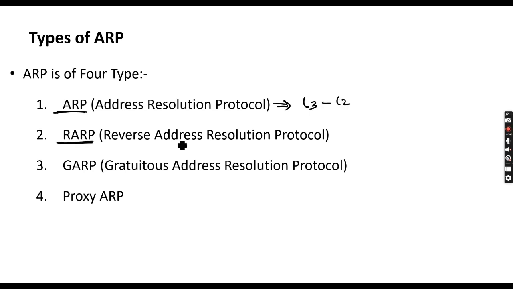RARP, Reverse Address Resolution Protocol. It's all about using the MAC address, I mean the layer 2 address, to resolve layer 3, that is the IP address. What is Gratuitous ARP?